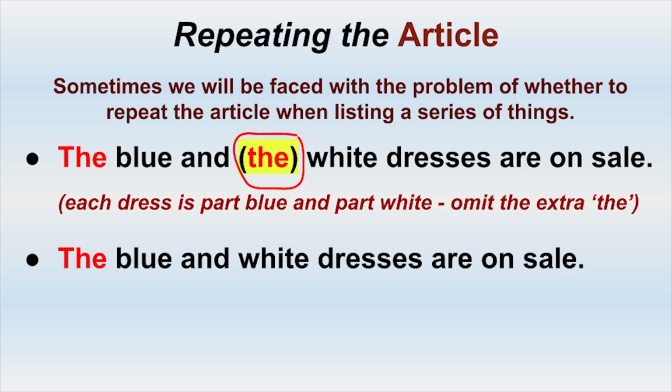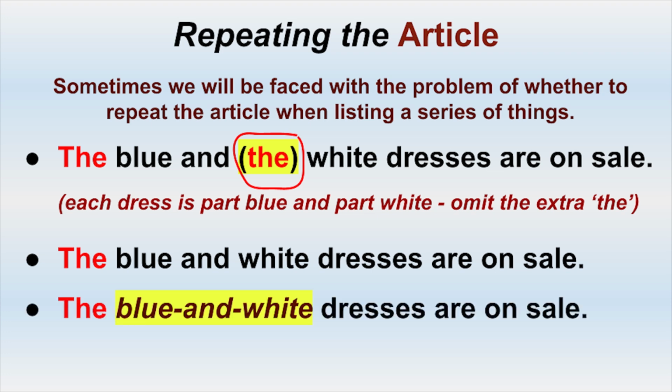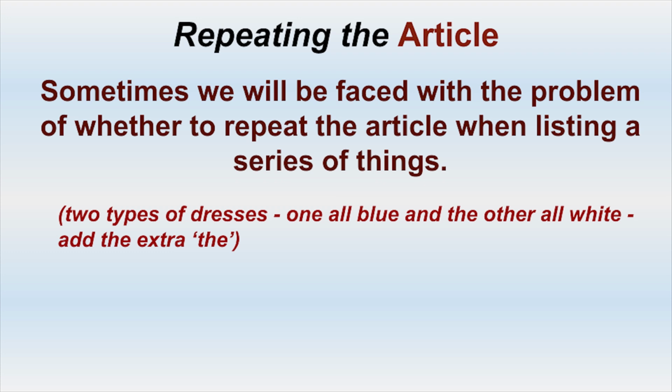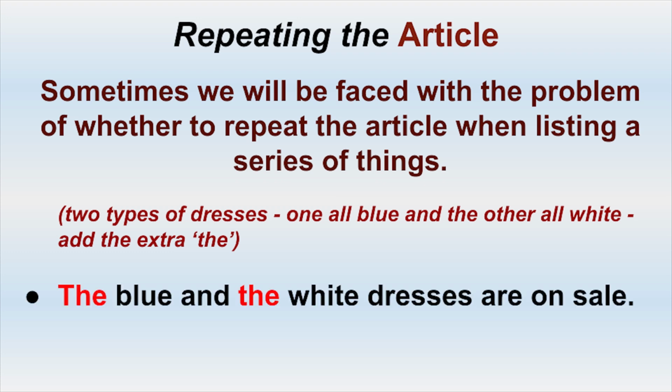For the sake of clarity, it may be better to use hyphens in sentences like these. So we would say the blue hyphen and hyphen white dresses are on sale. If, however, there are two types of dresses, one all blue and the other all white, then we add the extra the. The blue and the white dresses are on sale.